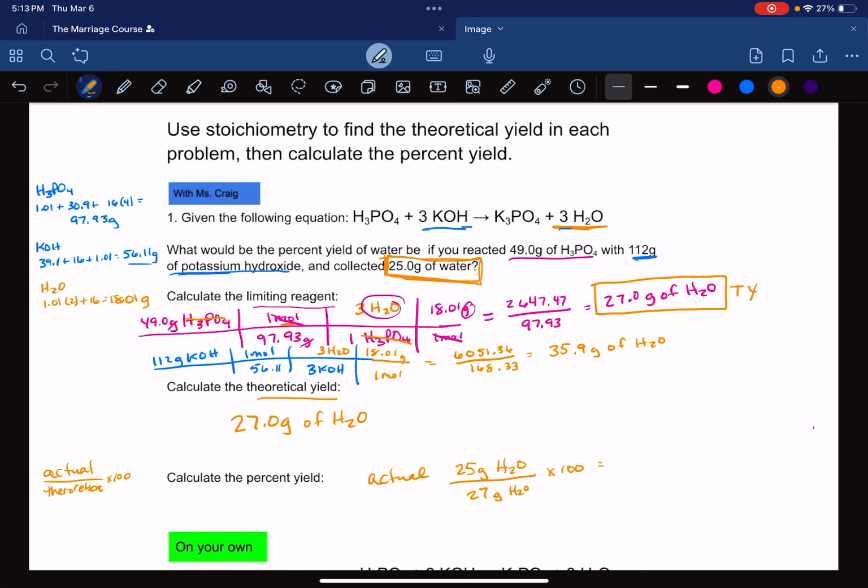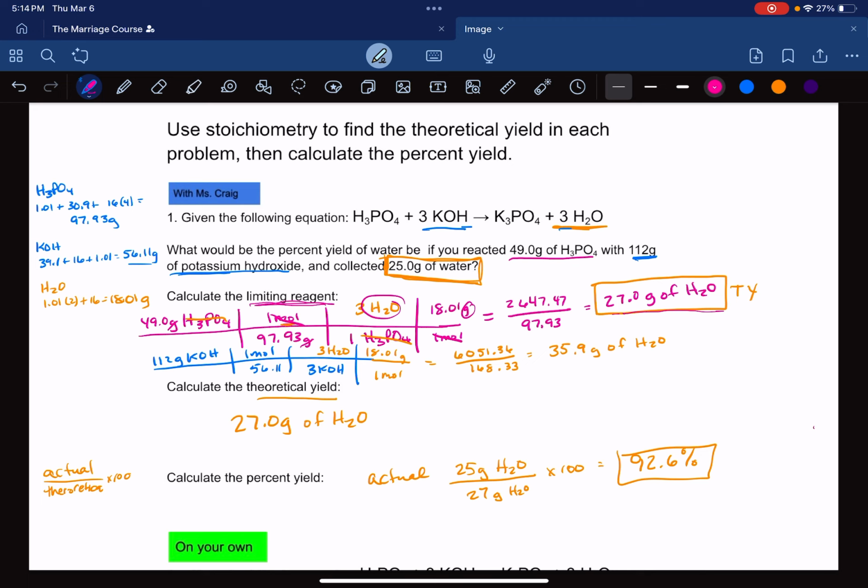So I'll put that in the calculator. 25 divided by 27 times 100 is 92.6. And now we've calculated the percent yield. And to do that, we needed the theoretical yield. Oh, we haven't said what the limiting reactant is. So the limiting reactant is going to be the reactant that led to the theoretical yield. So here's our theoretical yield.